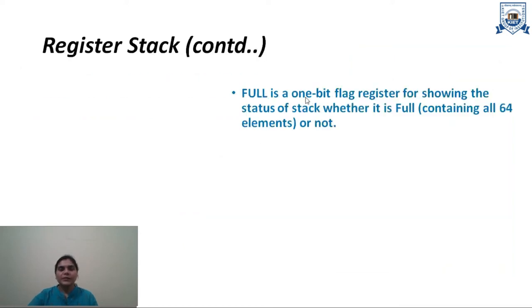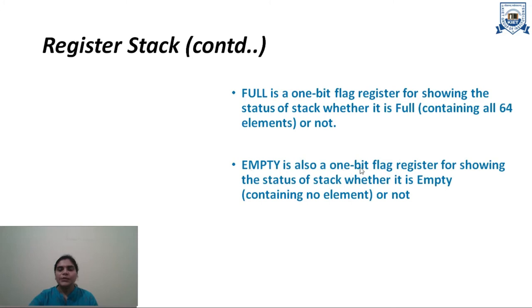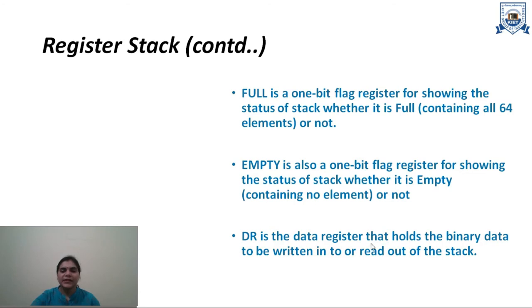Full is a 1-bit flag register for showing the status of the stack, whether the stack is full or not. Full means it is containing all 64 elements. Empty is also a 1-bit flag register for showing the status of the stack, whether it is empty, meaning containing no element at all, or not. Data register is the register that holds the binary data to be written into or read out of the stack. It will hold the data.